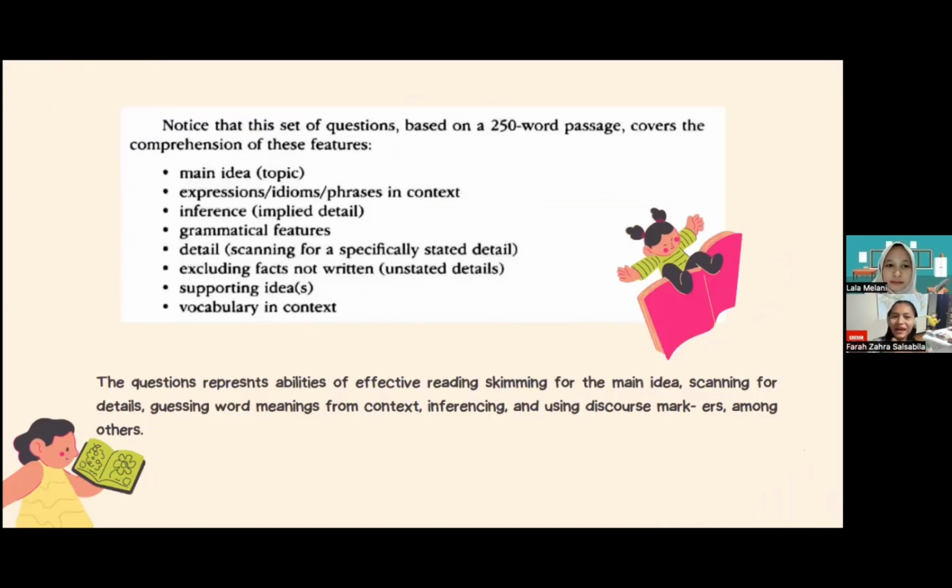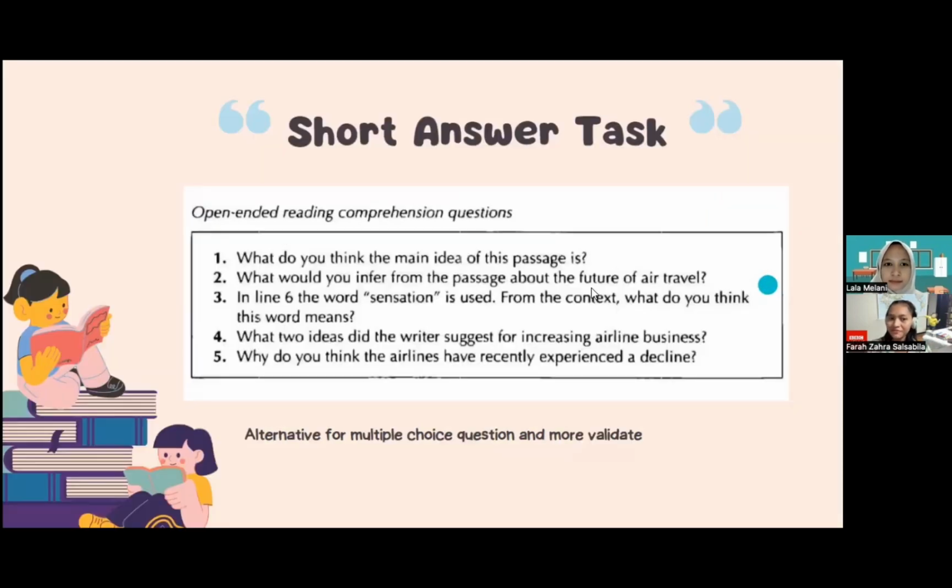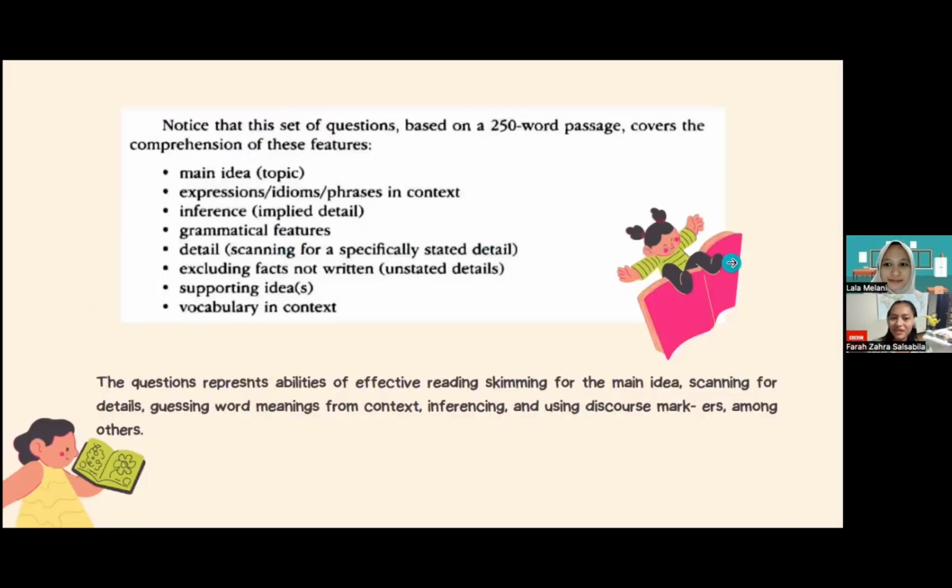In this assessment, the questions represent abilities of effective reading: skimming for the main idea, scanning for details, guessing word meaning from context, inferencing, and using discourse markers, among others. The comprehension features can be seen as main idea, expression, inference, grammatical, detail, facts which are not written, supporting idea, and also vocabulary in context.